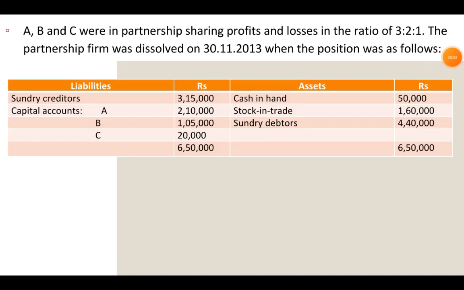Let's look at one more question. A, B, and C were in partnership sharing profits and losses in the ratio of 3:2:1. The partnership firm was dissolved on 30th of November 2013 when the position was as follows.